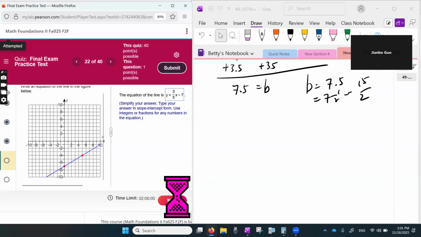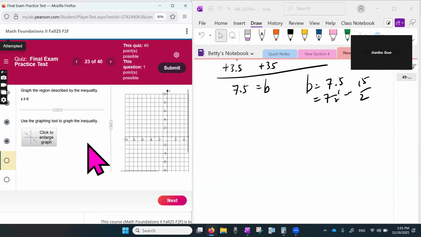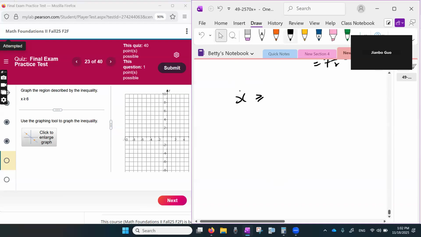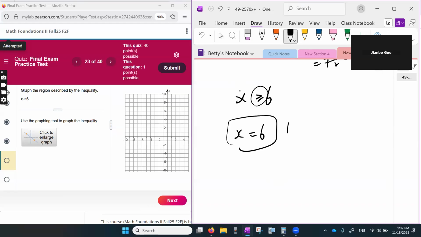Question number 23. Graph the region described by the inequality. X is bigger than or equal to 6. Okay. So we're going to follow the steps of the process. The inequality is x bigger than or equal to 6. Firstly, we're going to change the inequality symbol to an equal sign. And this is the boundary line. The boundary line is a vertical straight line, 6 units to the right of the origin.